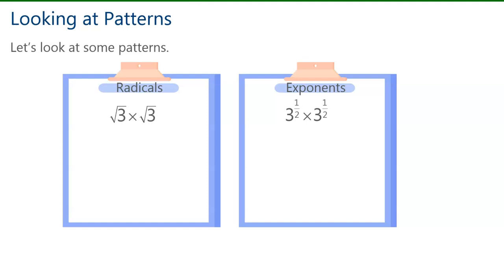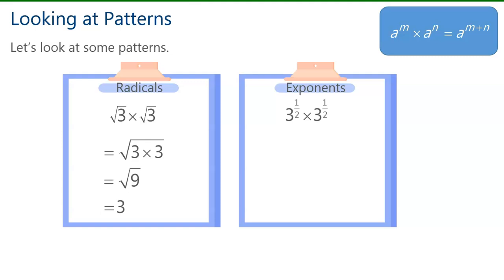On the left we have root 3 times root 3. Using the multiplication property of radicals, this is root 3 times 3, which is the square root of 9, which we know to be 3. On the right hand side, we have 3 to the 1/2 times 3 to the 1/2.